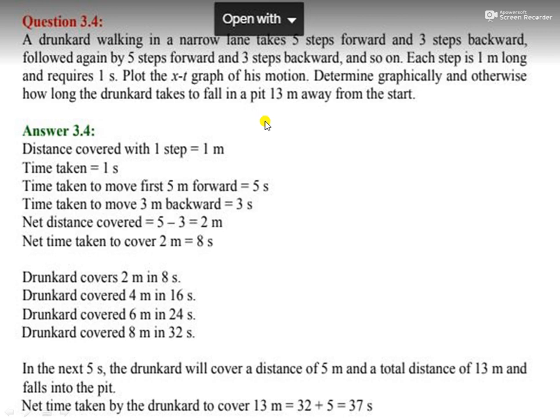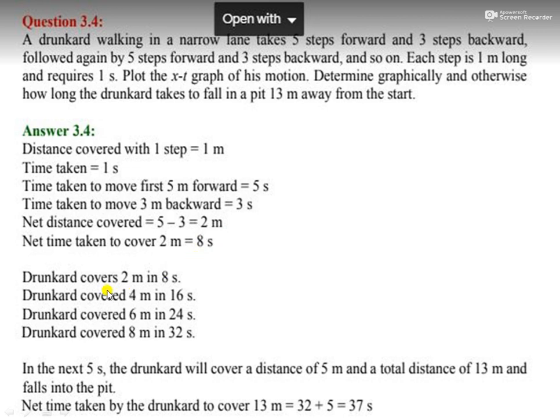So he is moving in a very strange pattern, that he takes 5 steps forward and 3 steps backward. So the time taken to move the first 5 meter would be 5 seconds because each step is of 1 meter, and the time taken for each step is 1 second. Time taken to move 3 meter backward would be 3 seconds. So 5 meter forward, 3 meter backward, the net distance covered would be 2 meter and the time taken would be 8 seconds. So in 8 seconds he is moving only 2 meters.